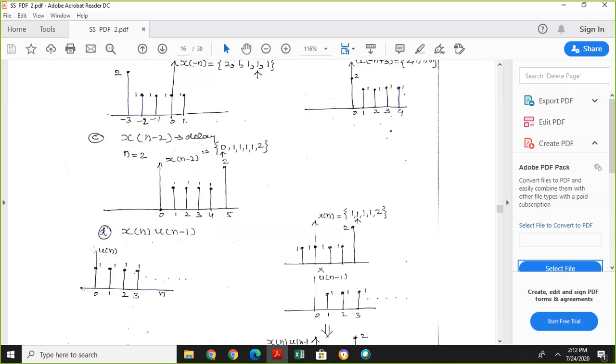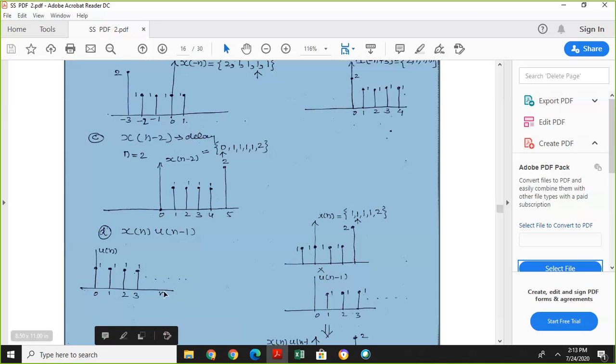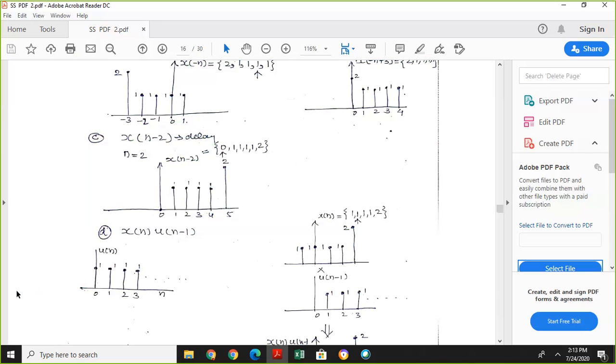u of n is a unit step function. It means that its magnitude is 1. When n is less than 0, in this area, the value of u of n is 0. And when n is equal to or greater than 1, the magnitude of u of n is 1. So this is u of n. Then how can we calculate u of n minus 1?